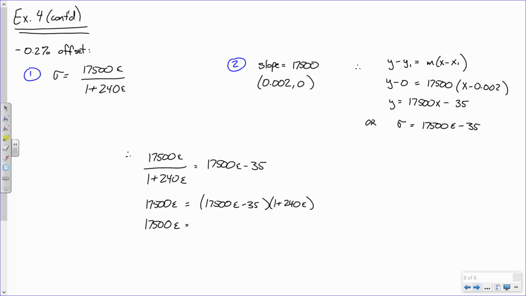The first, we have 17,500 epsilon. The outside, what do we got for the outside? 48,960. Do I got a second on that? Inside, we got minus 35, and the last we've got, what do we got for the last? Did I get a second on the first one though, on that 48,960?